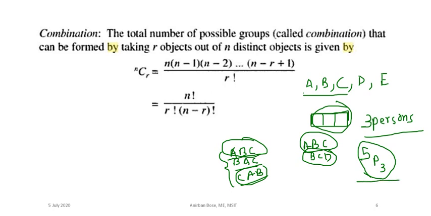So how many ways can these 3 be arranged among themselves? Definitely in 3 factorial ways, so you have to divide. So the answer will be: we can select teams in how many ways? That is 5P3 divided by 3 factorial ways. We can select the team.